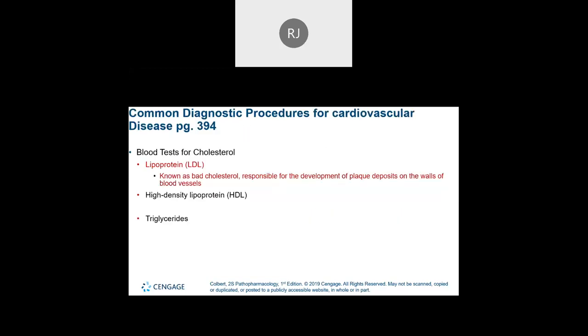Now, a common blood test is checking cholesterol levels, where they check the LDLs, HDLs, and triglycerides to determine if a patient is at risk of developing plaque. LDL is commonly known as bad cholesterol, which is responsible for the development of plaque deposits on the walls of blood vessels. This buildup eventually could cause high blood pressure or even a heart attack.